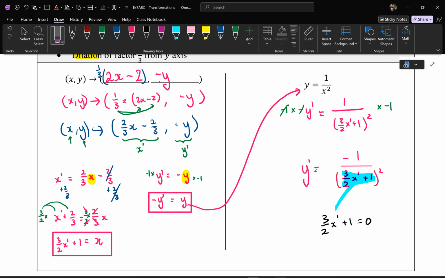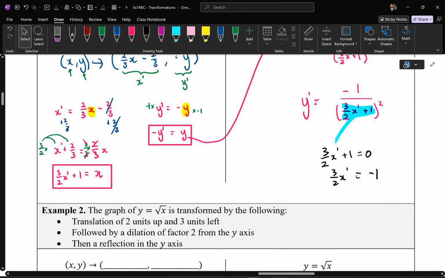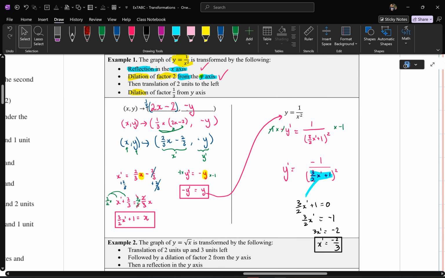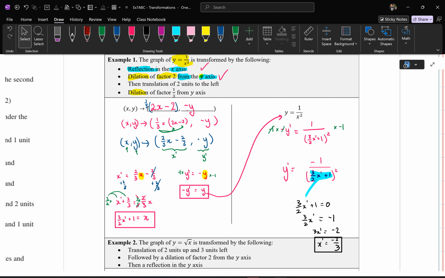If you let it equal to 0 and solve for x, you get 3 over 2 new x plus 1 equals 0, so 3 new x equals -2, and then divide both sides by 3, and you move to the left by 2/3. Now, why is that the case? How do we know? Well, at the start I said move to the left by 2. But then I said followed by a compression horizontally by 1/3.